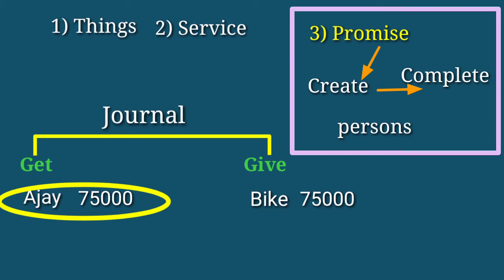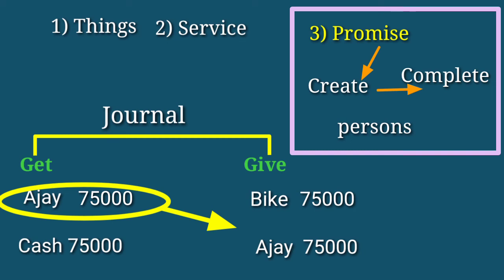So when Ajay gives the cash, we need to complete this promise. Then day 2, Ajay gives 75,000. That means I get 75,000 cash. So what will we do? We need to cancel or complete this promise. So we need to reverse Ajay. We need to write here Ajay 75,000.